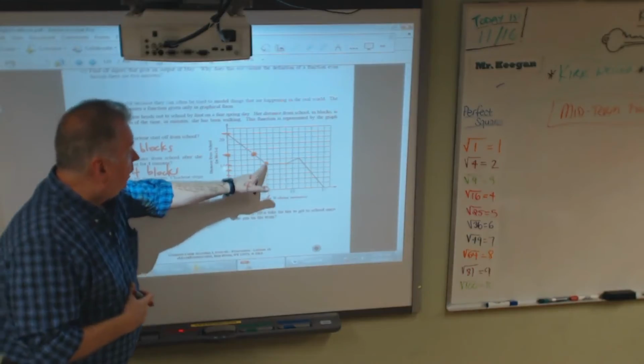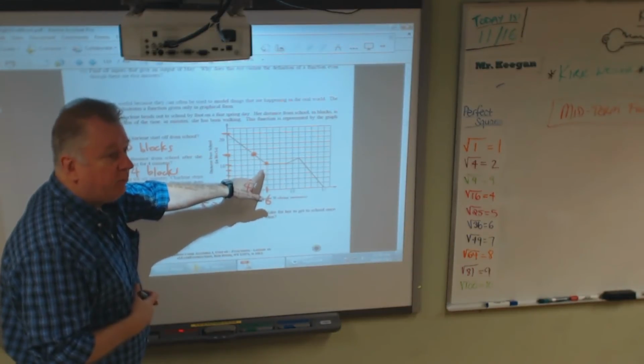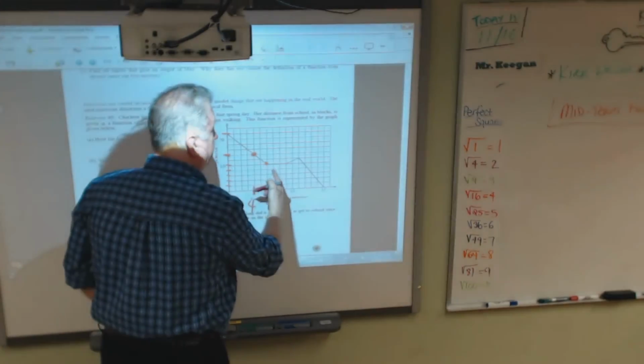Anyhow, it says after 6 minutes, she stops to look for her subway pass. How long does she stop for? 3. How'd you get that?